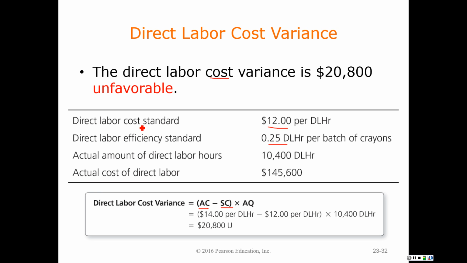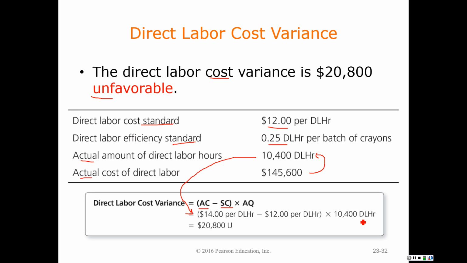These are our standards. But what actually happened here was that I paid direct labor of $145.06 for 10,400 direct labor hours, which means that I actually paid $14 per hour. So my actual cost is $14 per hour. I estimated 12. So I know right from the very beginning this is an unfavorable variance because I spent $2 more per direct labor hour than I should have.